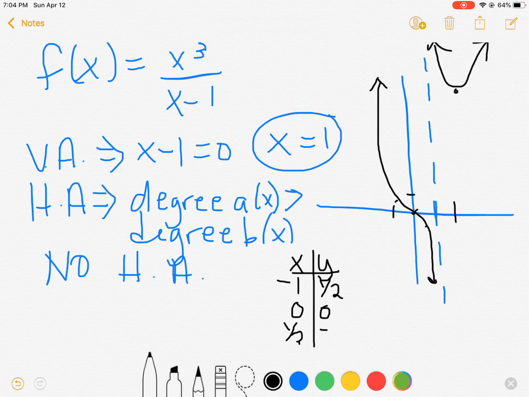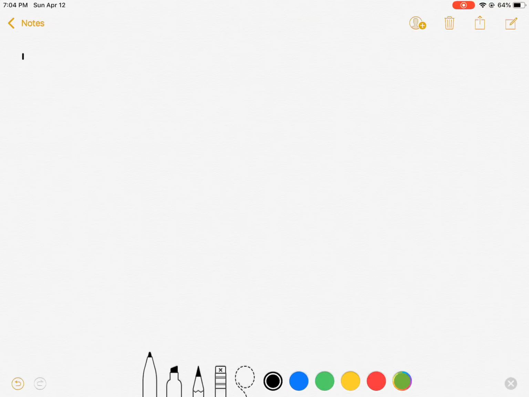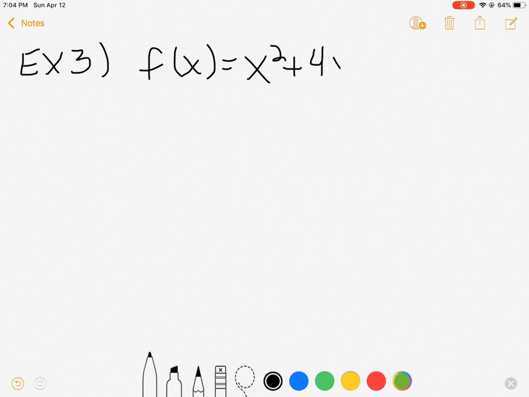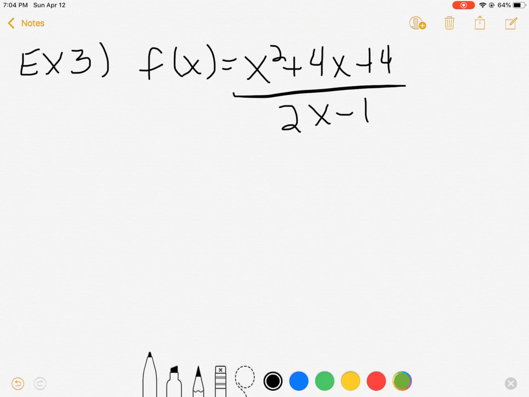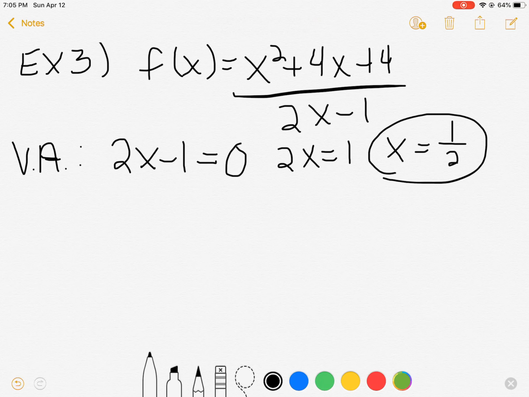Okay, let's look at example 3. In example 3, they want me to graph f of x equals x squared plus 4x plus 4 over 2x minus 1. The first thing I want to do is find my vertical asymptote. I set my denominator equal to 0 and solve for x. So x equals 1/2 is my vertical.